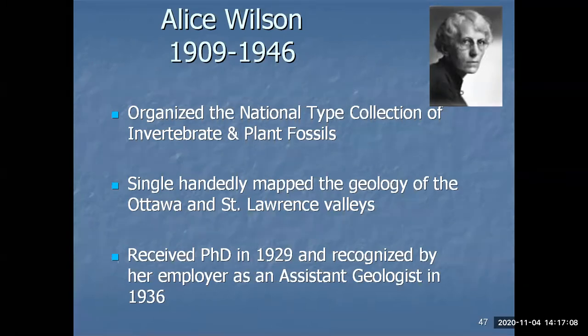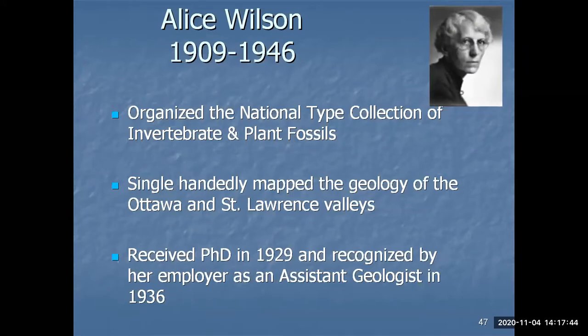But some of the interesting things that happened in the early part of the 1900s, we did have the first professional woman hired at the GSC. Her name was Alice Wilson. She was hired in 1907 and became a permanent museum assistant in 1911 after she had completed her undergraduate degree from the University of Toronto. She was the first major curator of the National Type Collection of Invertebrate and Plant Fossils. This was the collection that I took over when I moved to Ottawa in 1993.